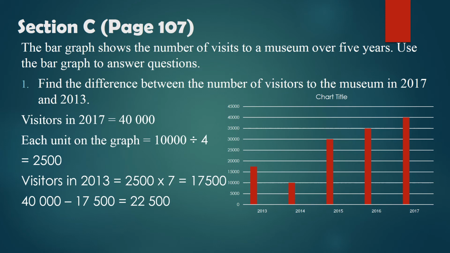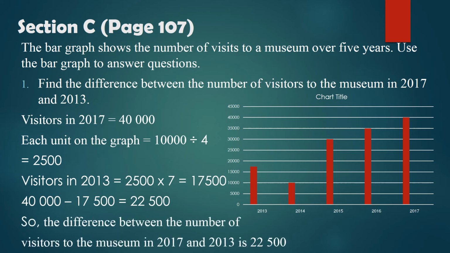And why do you take 40,000 minus 17,500? Because we want to find the difference between the number of visitors in 2017 and 2013. So the difference between the number of visitors to the museum in 2017 and 2013 is 22,500.